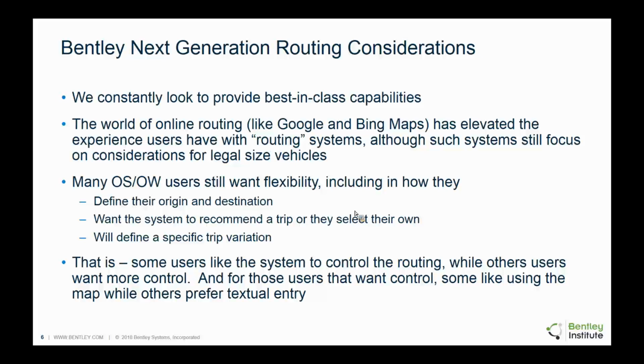What we found is a lot of our users want different ways to do it. Sometimes they want it very simple, just origin and destination, and want the system to recommend a trip. But sometimes they want to select it on their own. And sometimes they want to define a specific variation, even though the system is trying to take them the best way. There might be something they know about the network or something that's changed really recently that would make them want to go a different way than that automatic route.